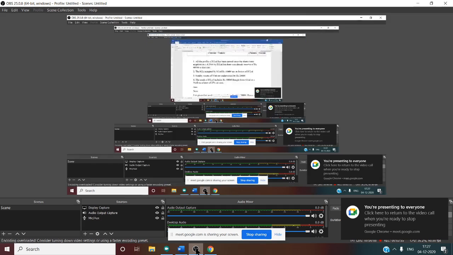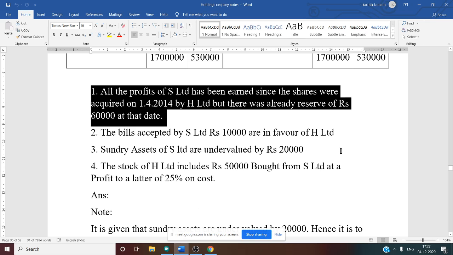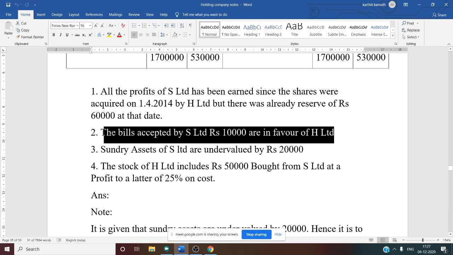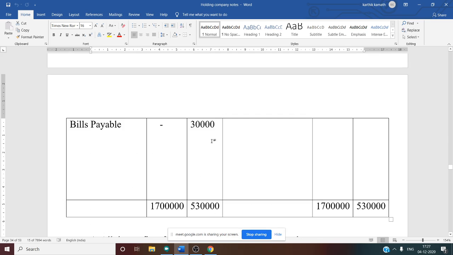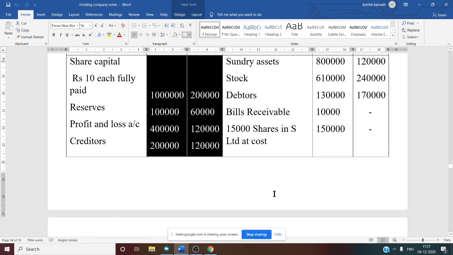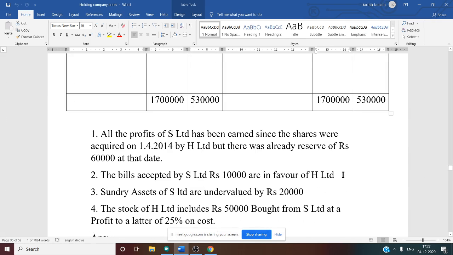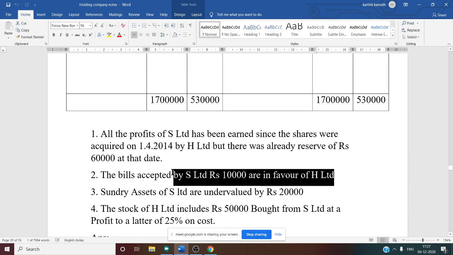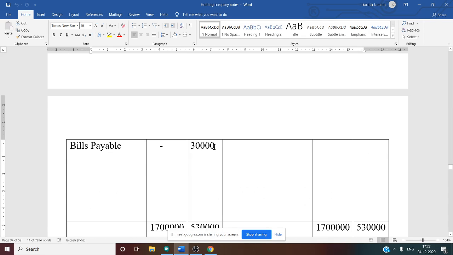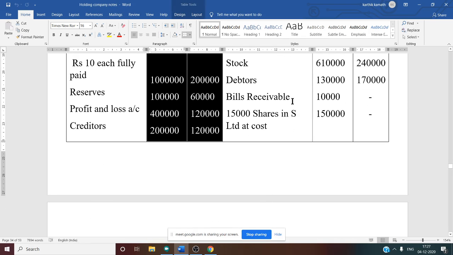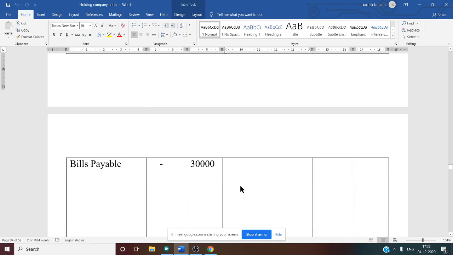Now, after this, there is one more adjustment. Bills accepted by Yes Limited, rupees 10,000, are in favor of H Limited. Bills accepted by Yes means here the subsidiary company is going to pay the amount to the holding company. So bills payable of the subsidiary company is 30,000. Bills receivable of the holding company is 10,000. The adjustment given in the question is 10,000. So this 10,000 you need to deduct from bills payable and also from bills receivable. So now this is very clear.